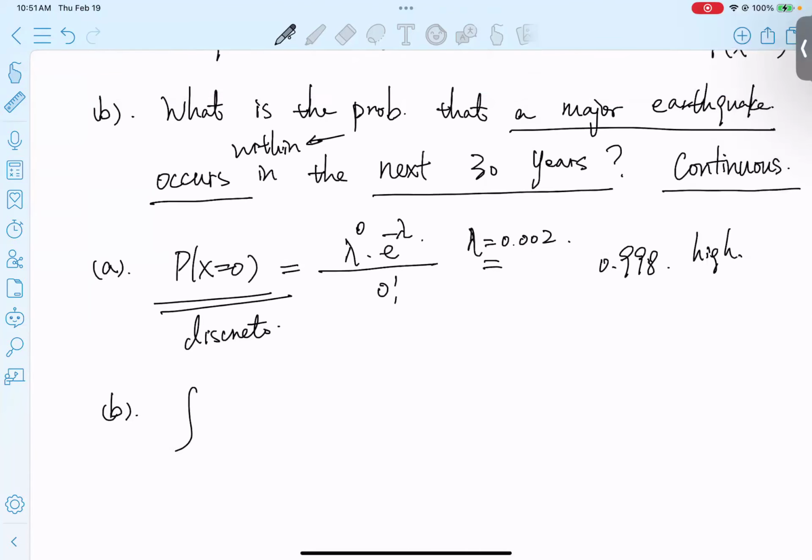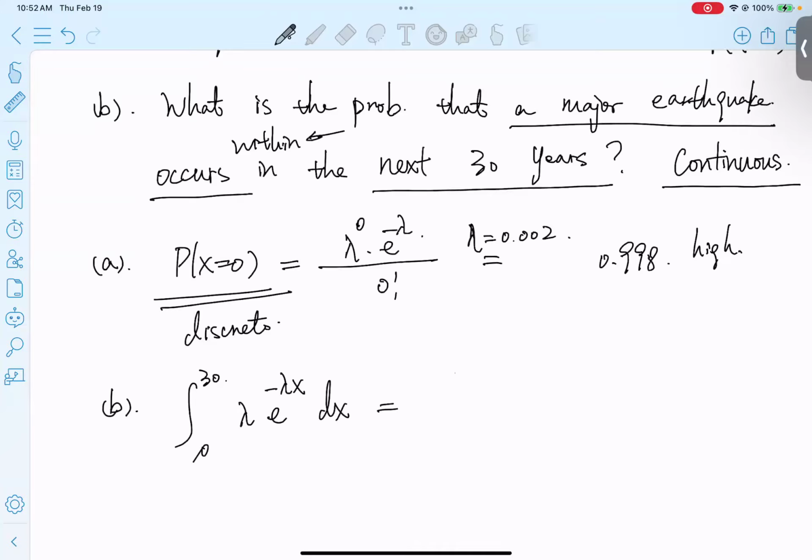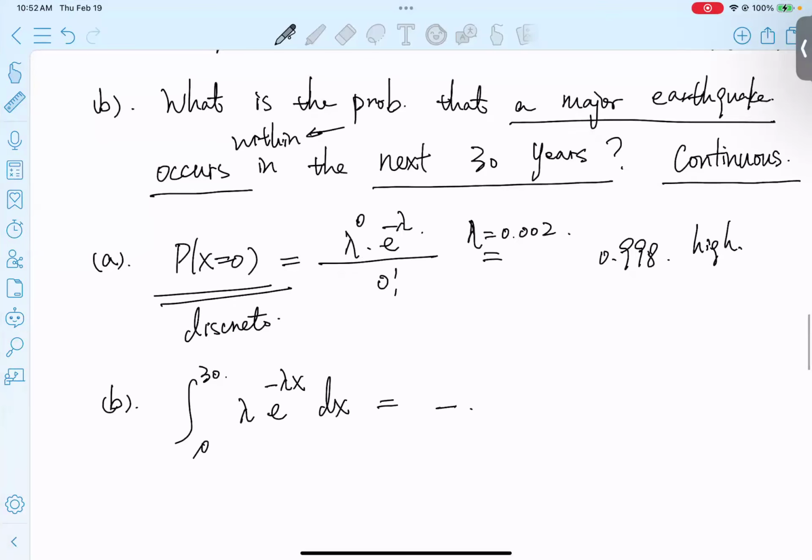And then for the continuous case, here I'm defining Y as the timing. One earthquake could happen within that 30-year window. So what I'm doing is that we want to integrate from 0 all the way to 30. For this one, we are going to use the exponential distribution to measure the continuous case, lambda e to the negative lambda x dx. And then when you evaluate this integral, like what we did last time, you will have the formula from the e of the lambda.